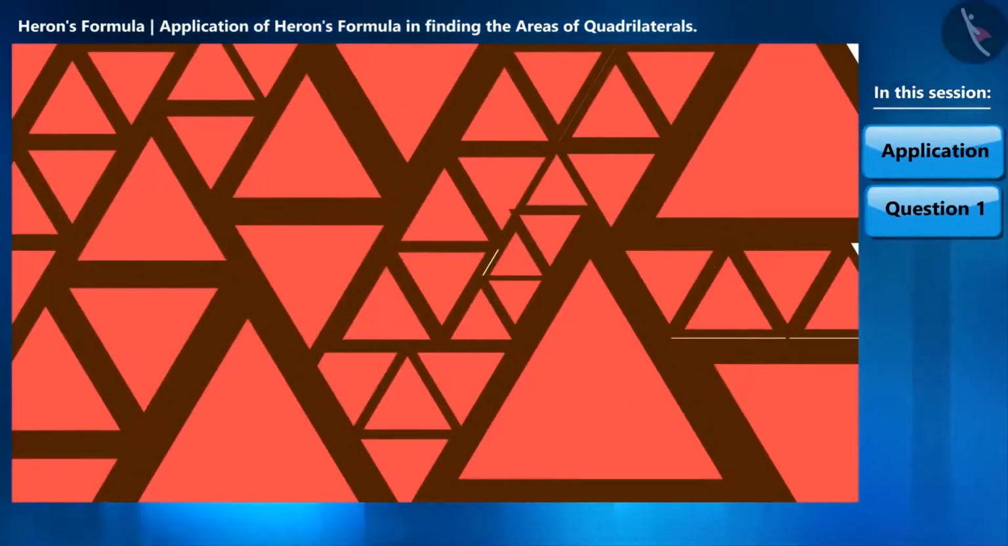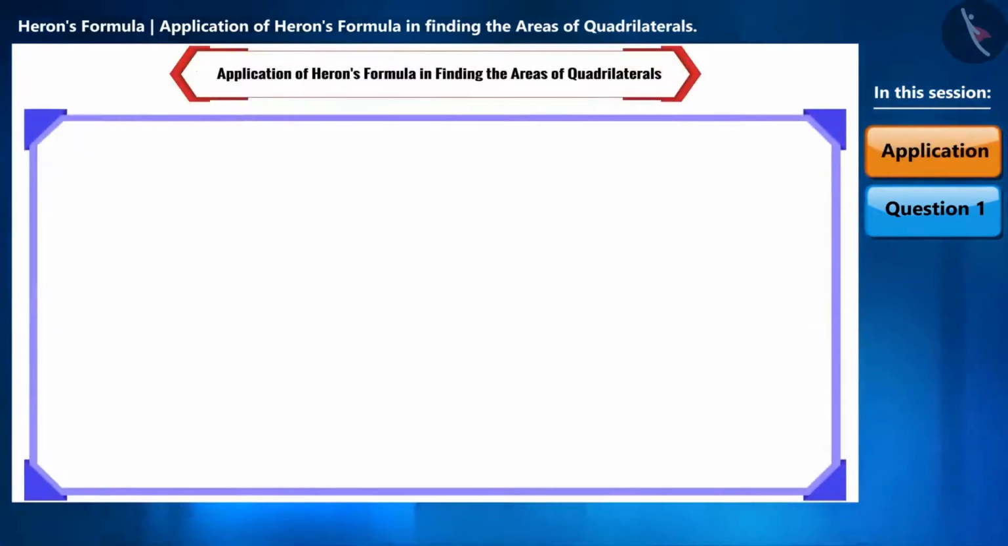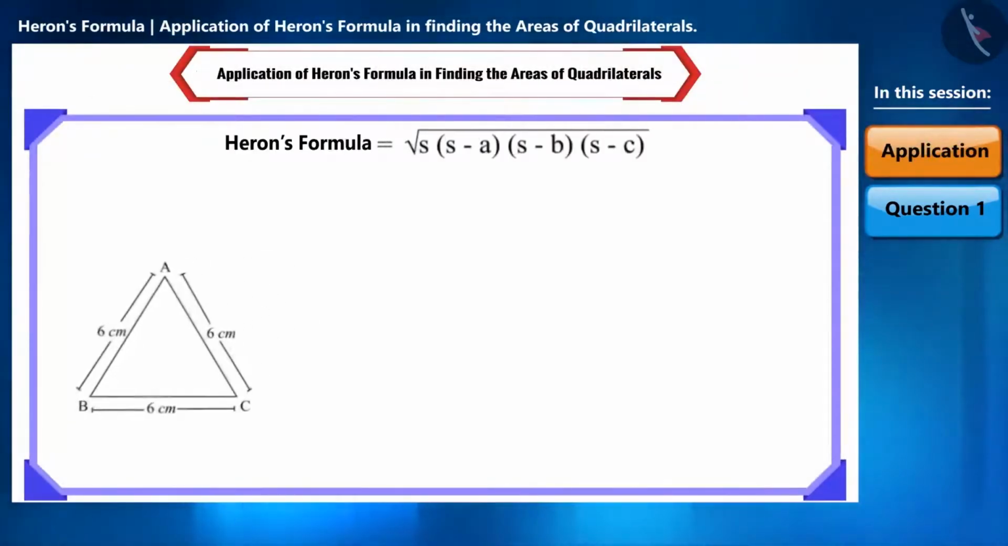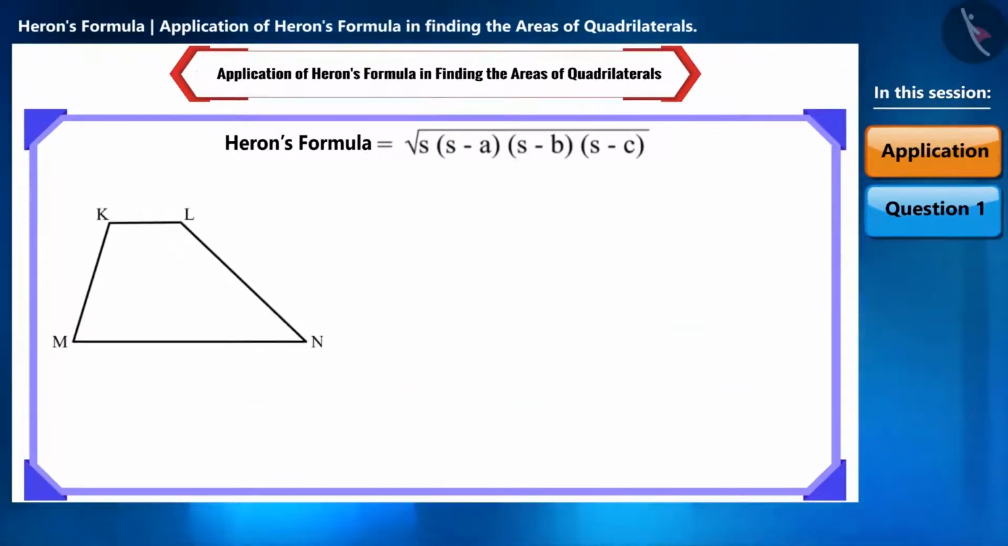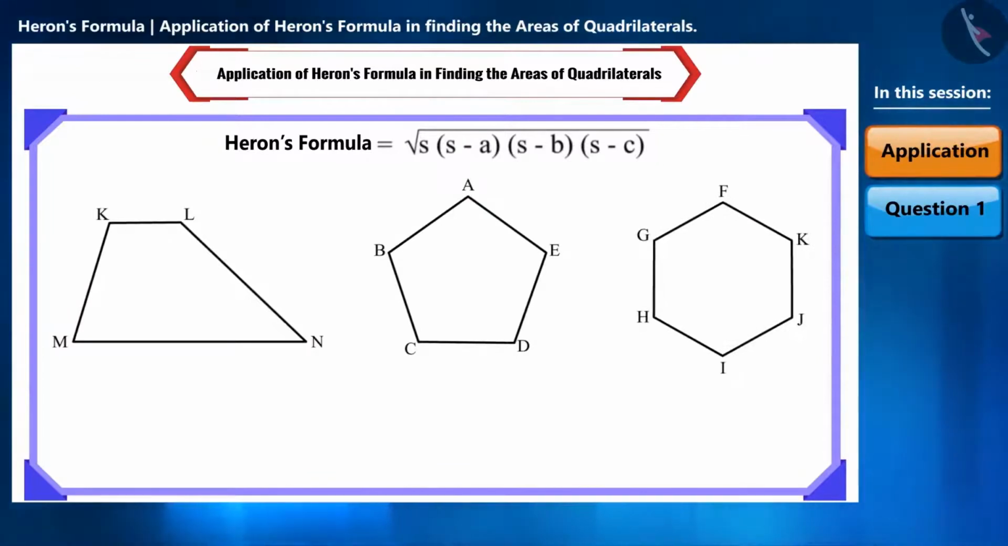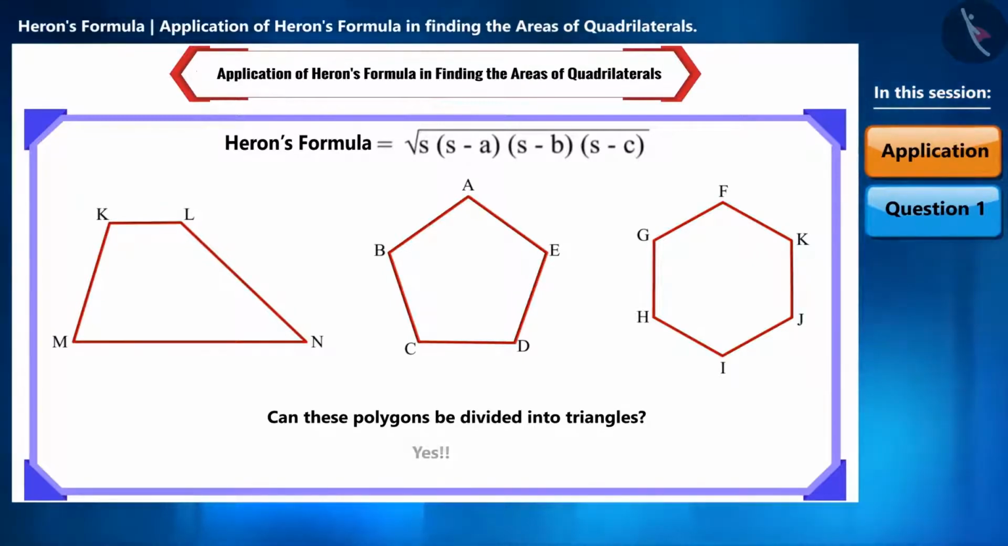So let's start. Friends, using Heron's formula, we can find the area of any triangle when we know the length of all its three sides. But can we use it to find the area of other polygons? Can these polygons be divided into triangles? Yes.